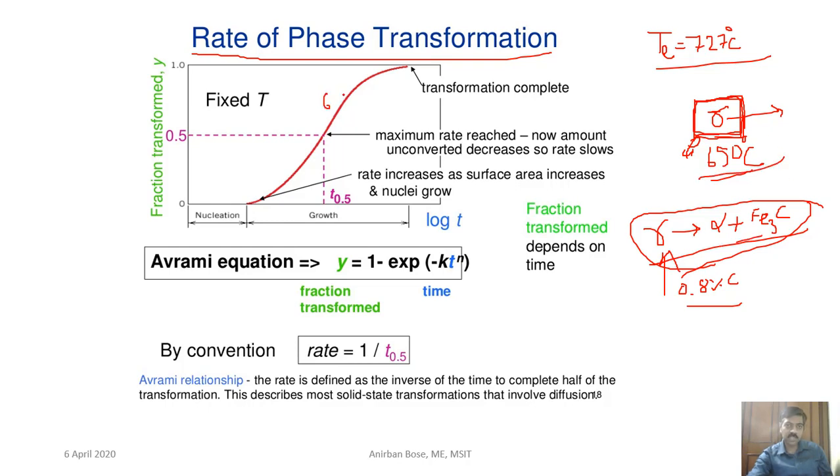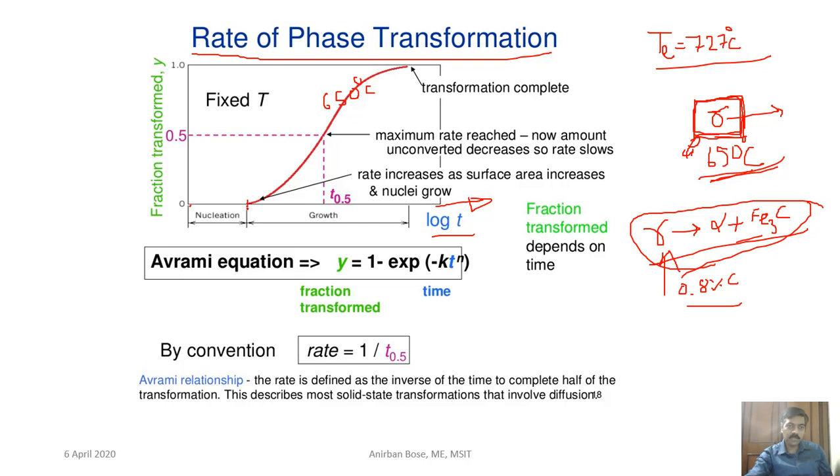So this curve corresponds to say 650 degrees centigrade. Throughout, the temperature is 650 degrees centigrade. It's a kind of isothermal transformation. Okay, the temperature remains constant; we are not changing the temperature. So what will happen? The x-axis indicates the time, and since the time may be very long, it has been plotted on a log scale on the x-axis.